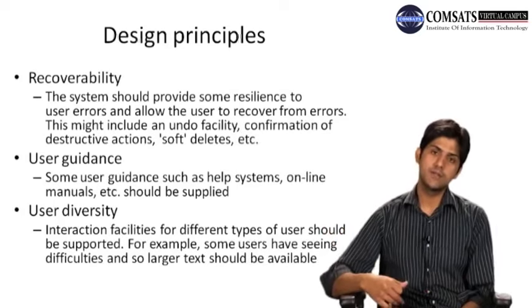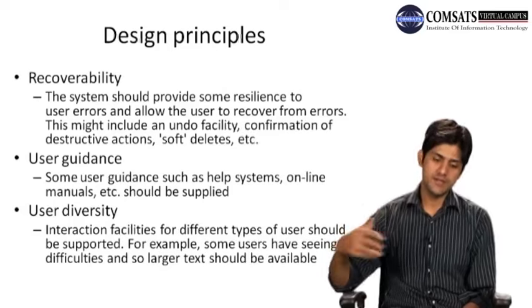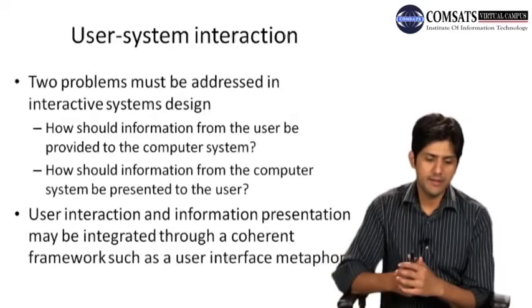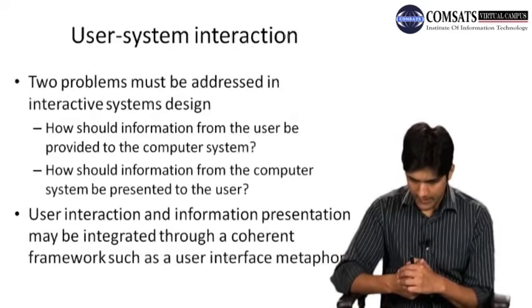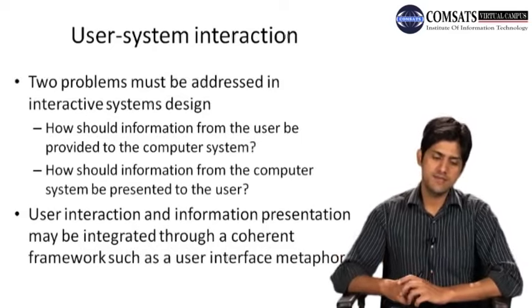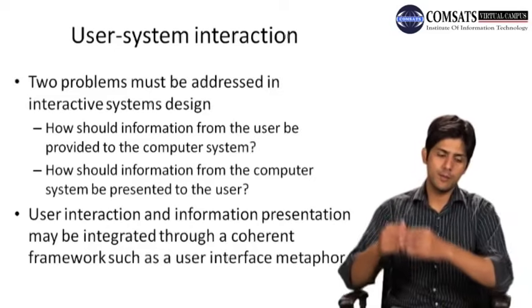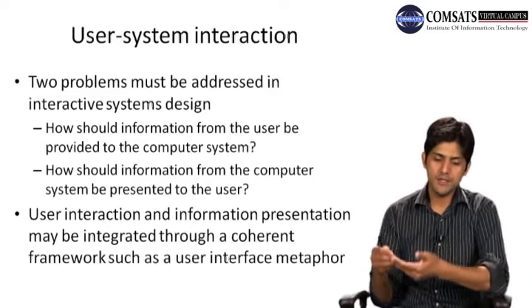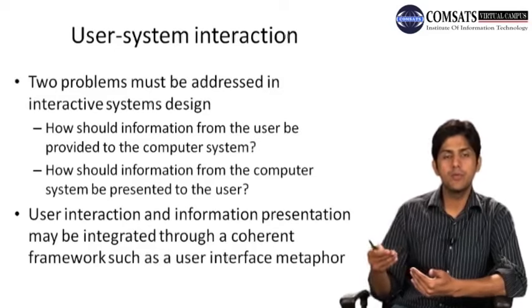So that is keeping in mind user diversity. What do we mean by user system interactions? Okay ji. Two problems must be addressed in interactive system design. And what are these problems? Number one is, how should information from the user be provided to the computer system.